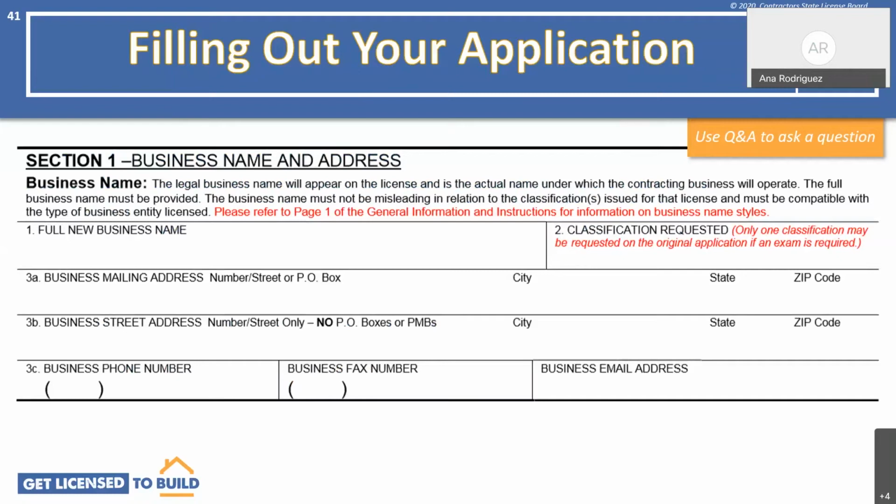If your business is a corporation or an LLC, you will need to make sure that the name you provide in this section here matches exactly the business name that you have registered with the Secretary of State. In line number 2 is where you will indicate what classification you are applying for. The mailing address and phone number that you list here in section 3A and 3C will be made public on CSLB's website once you are licensed.